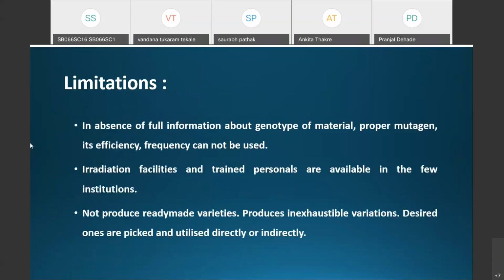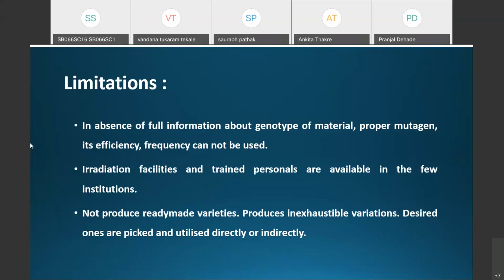Okay, then there are certain limitations for the use of this method. This method cannot be used until and unless there is full information about the genotype of the material, then the proper mutagen, its efficiency, and frequency. In absence of full information about the genotype of the plant material, the proper mutagen, its efficiency and frequency, it cannot be practiced in the improvement of crops.